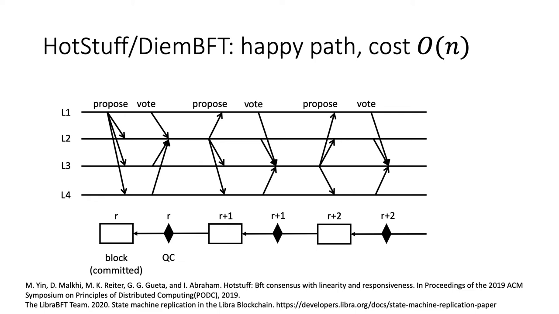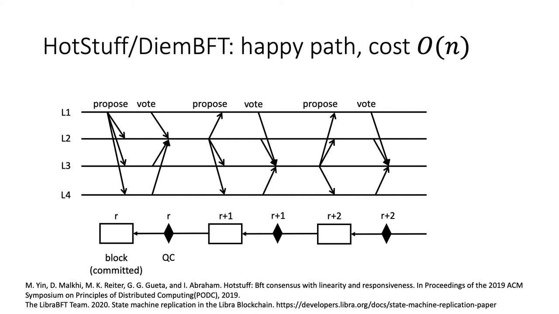So in HotStuff, a block is considered committed when there is a three-chain, meaning there are three consecutive blocks that are certified by the quorum certificate. Here in this example, we have blocks of round R, R plus 1, and R plus 2. All of them are certified. So here the block of round R is considered committed. This is called the three-chain commit rule in HotStuff.